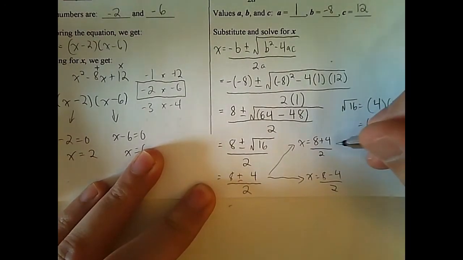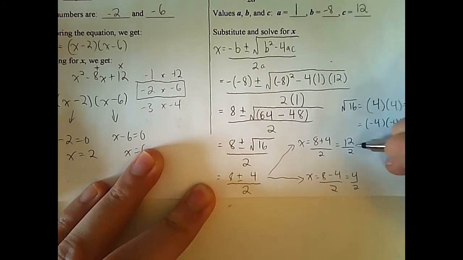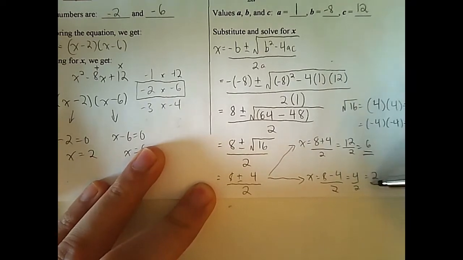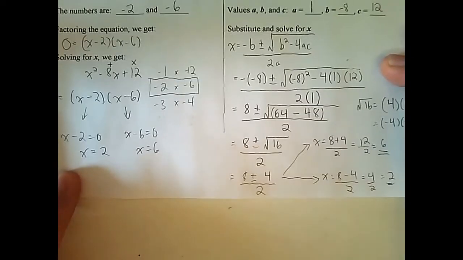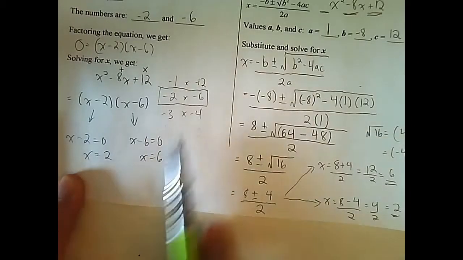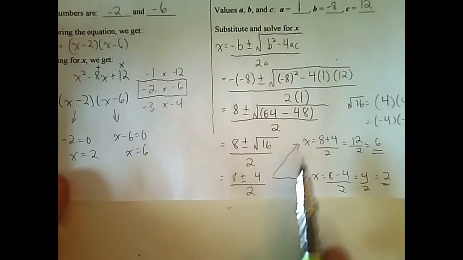So after we solve this, we get 12 divided by 2, 4 divided by 2, 6, 2. So notice our x-intercepts are 6 and 2, the exact same as what they were over here. So we can use this method as opposed to this method, but this method, if you know how to do it, is much faster than this one. But this one's our foolproof way.